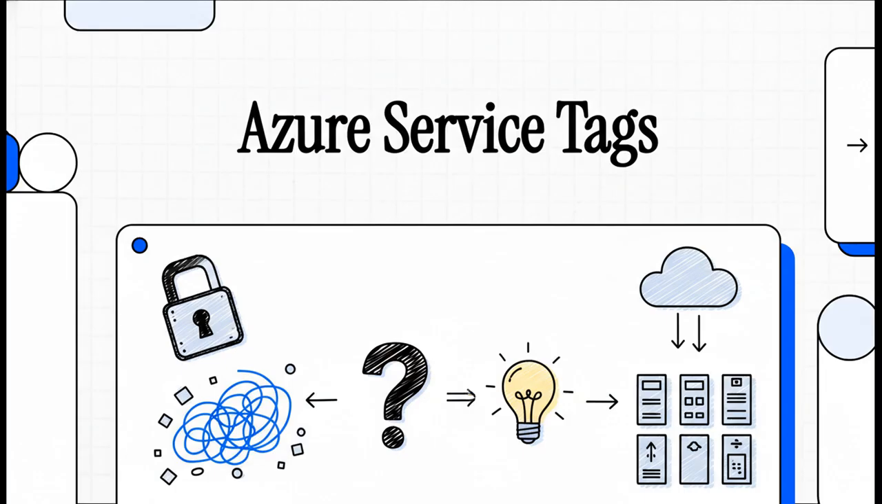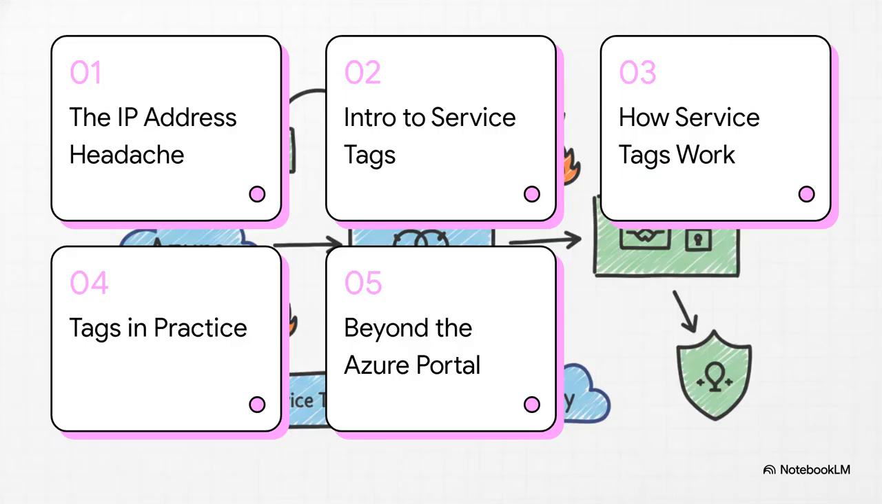Okay, let's dive in and talk about the elegant solution for taming all that cloud IP chaos. So here's the plan. First, we'll talk about that IP address headache we all know and love. Then we'll introduce the hero of our story, Azure Service Tags. We'll look at how they work, how to put them into practice, and then, this is the really cool part, how to use them even beyond the Azure portal itself.